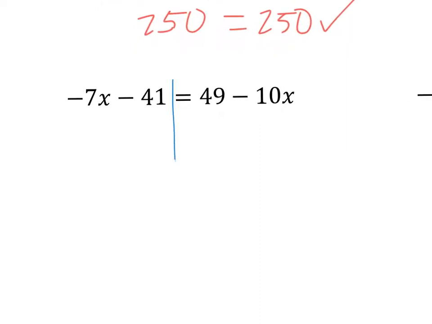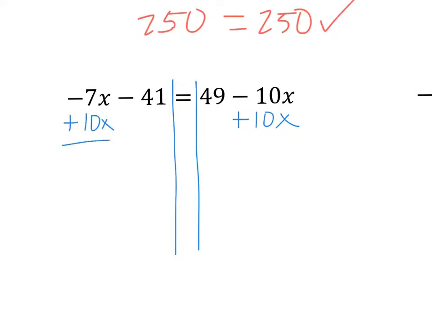All right, here we go. Looks like we have a negative 10x on our right-hand side, or we're subtracting. So our inverse operation is going to be to add 10x. And I'm going to put it by that 7x so that we can see what we're adding together. So we're left with 49 on the right-hand side.